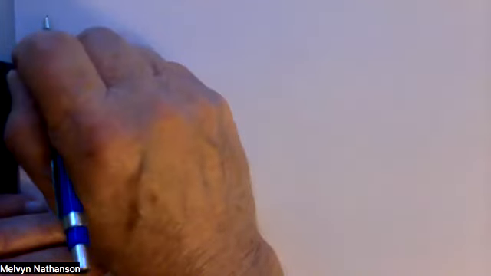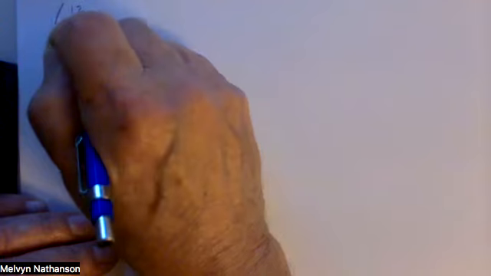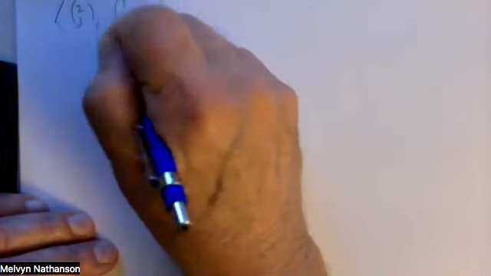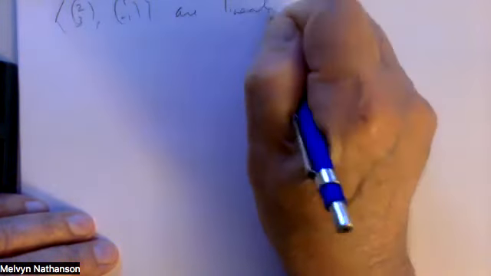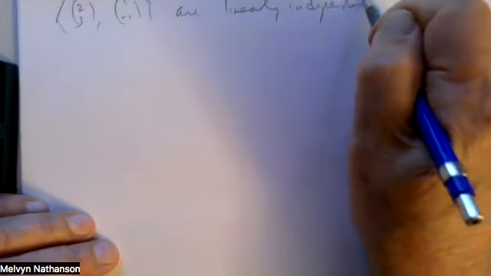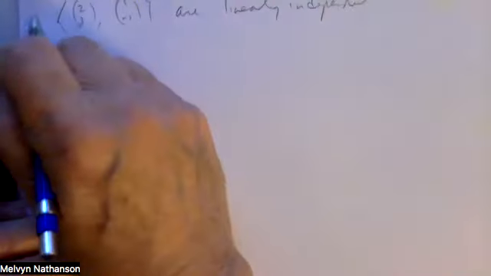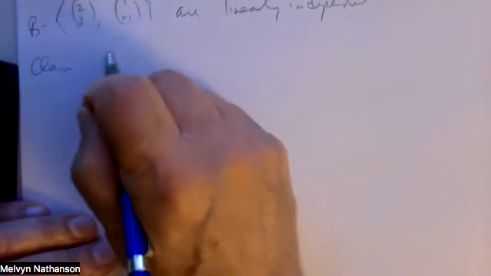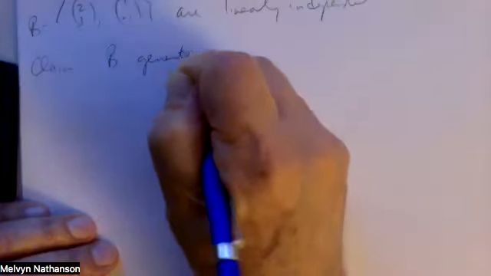So let's look at an example of this. We proved a few minutes ago that the set of vectors (2, 3) and (5, -1) are linearly independent. Call this set B. I will show that B, in fact, generates the vector space R2. So what does that mean? That means that every vector is a linear combination of (2, 3) and (5, -1).